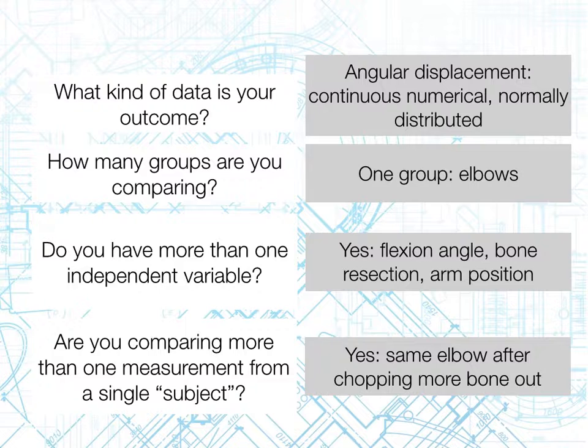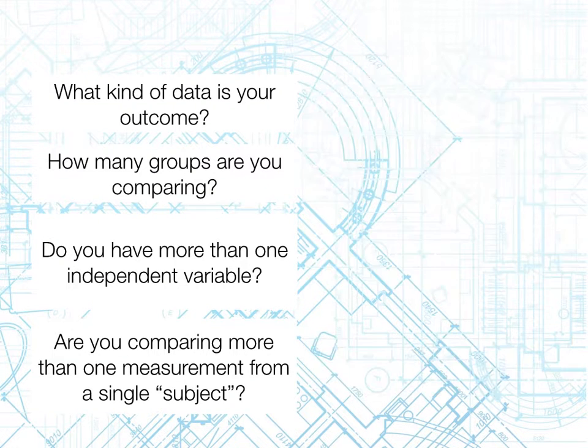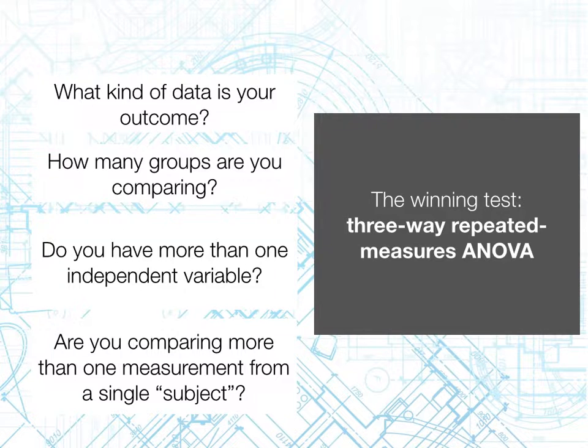There is one group, that being elbows. Our independent variables are now multiple: flexion angle, arm position, and bone resection. Since we're using the same elbows for each bone resection, this is also a repeated measures design. Our test of choice for this would be a three-way repeated measures analysis of variance.